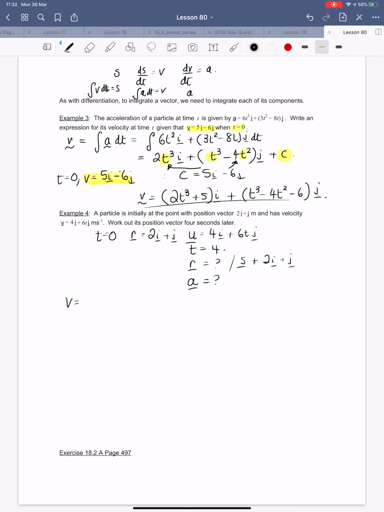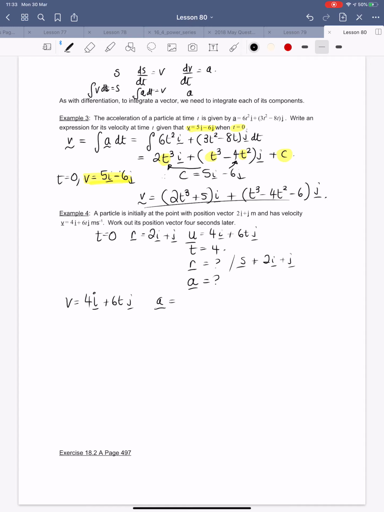So we've got v is 4i plus 6tj, and we need acceleration. Well, acceleration, do we need this one? I don't remember doing this before when I practiced it. I'm just going to stop. I might be going off track.